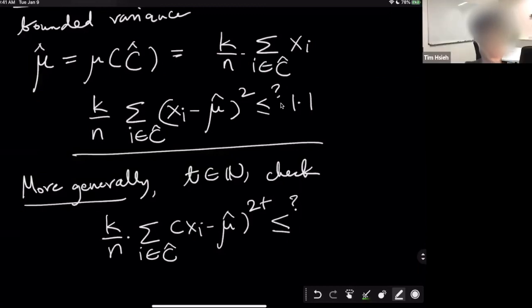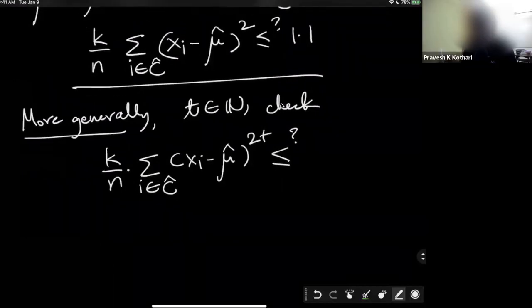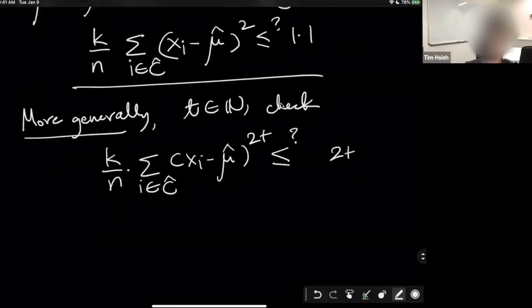like 2t minus 1 double factorial, and roughly t to the t. Yeah, absolutely. So, Tim is absolutely right.